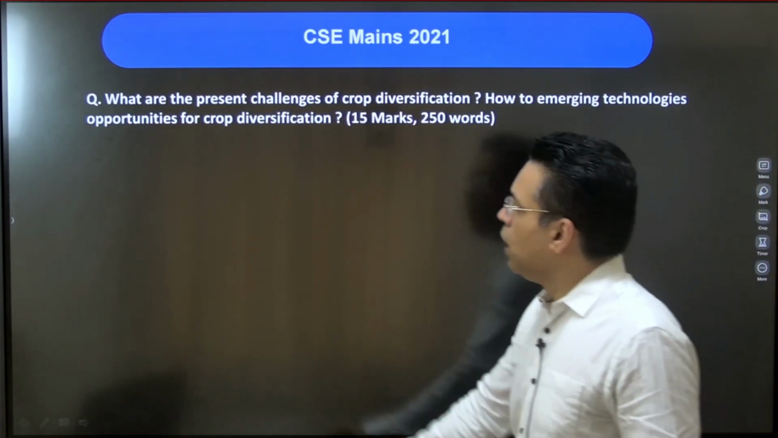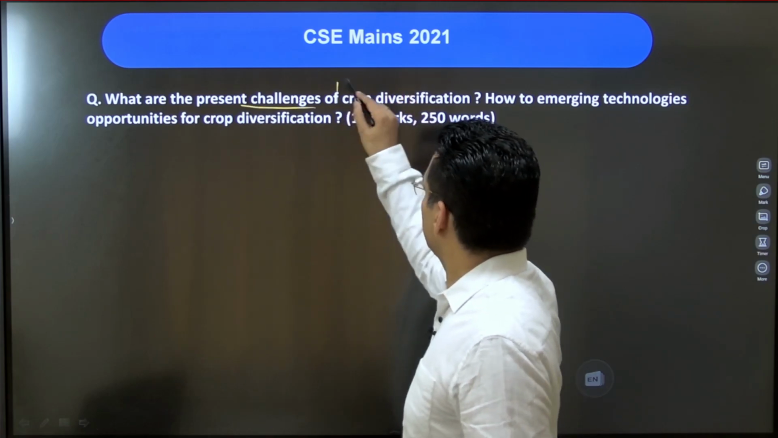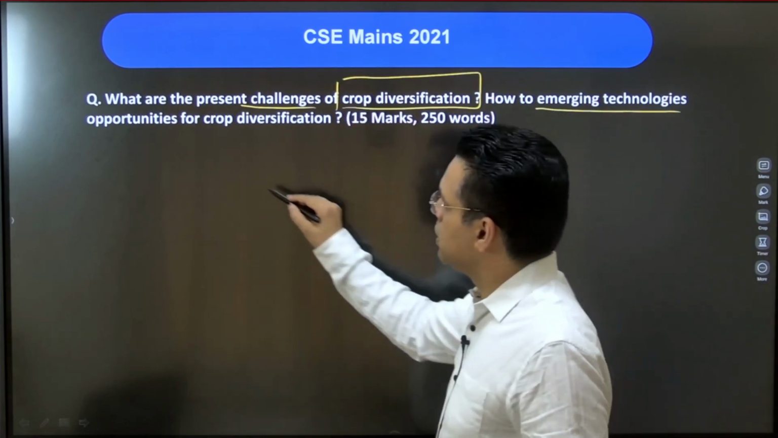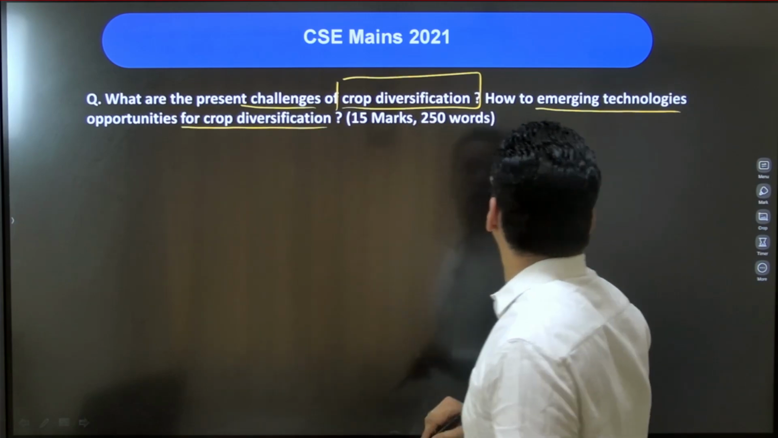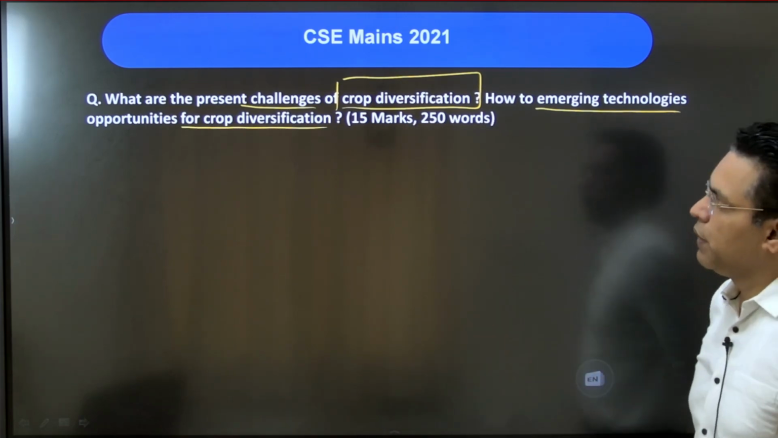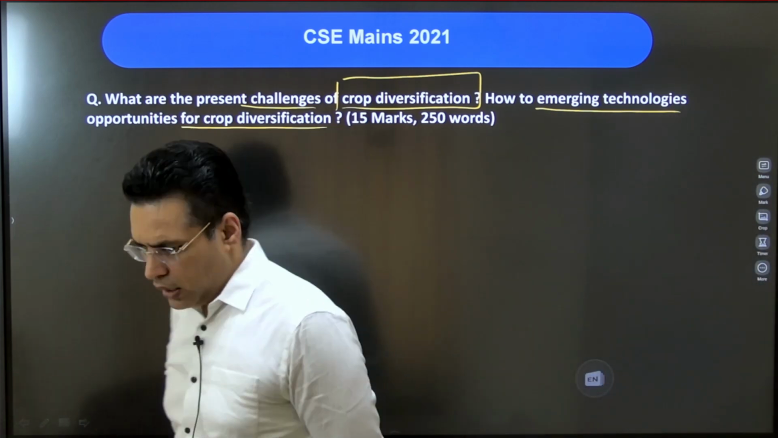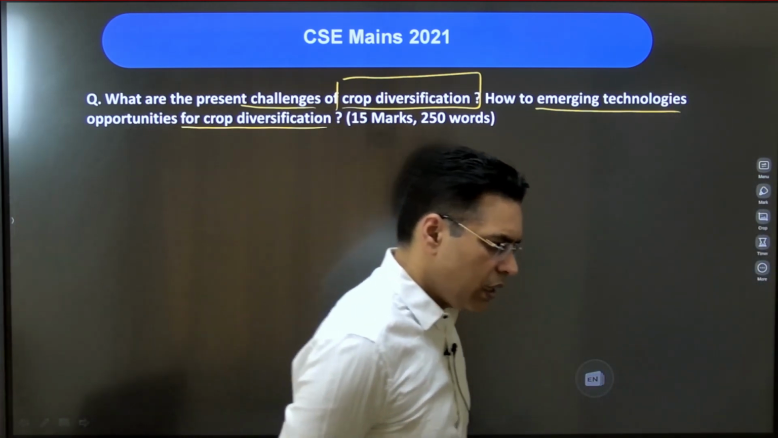So in the PYQ, the question is: what are the present challenges of crop diversification, and how do emerging technologies create opportunities for crop diversification? So what are the present challenges of crop diversification? The first is MSP.